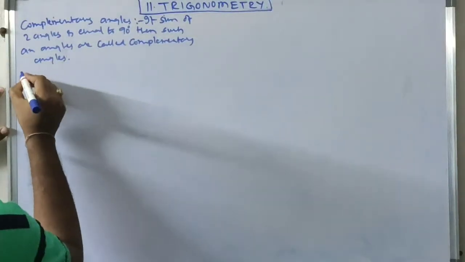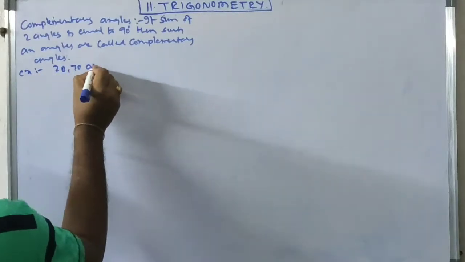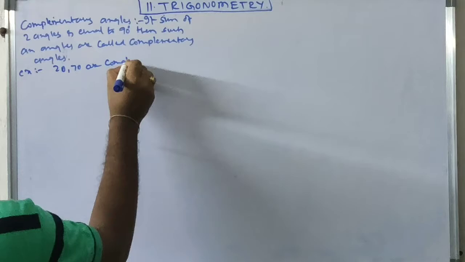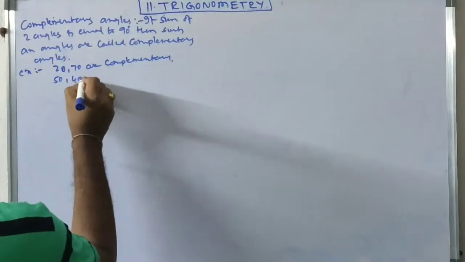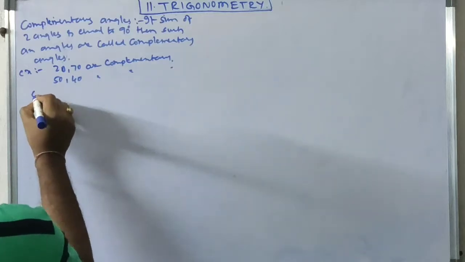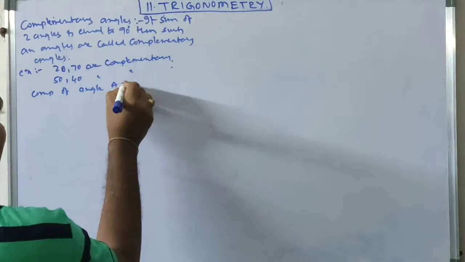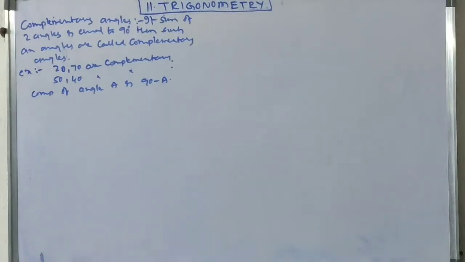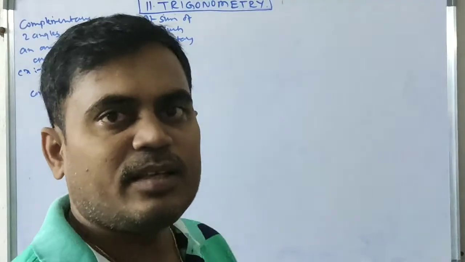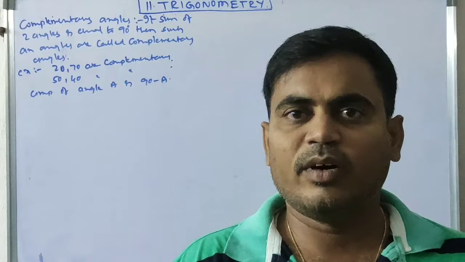Simply we are doing 90 minus the angle. So 20 and 70 are complementary. 50 and 40 are complementary. The complementary of angle A is 90 minus A. The complementary of angle 45 is again 45.